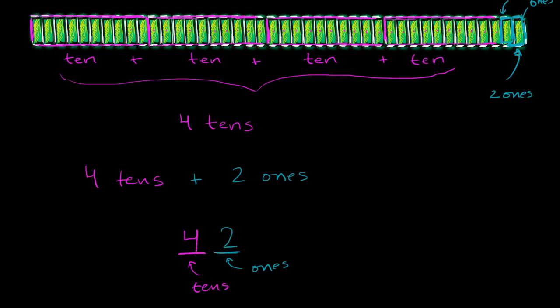Another way that you could think about this is 4 tens. Well, 4 tens, that's 10 plus 10 plus 10 plus 10. That's going to be 40. But once again, we're using our number system to represent this. And then we have 2 ones. But I like to write it this way just to remind ourselves. This 4, which represents 4 tens, also represents 40 because 4 tens is 40.